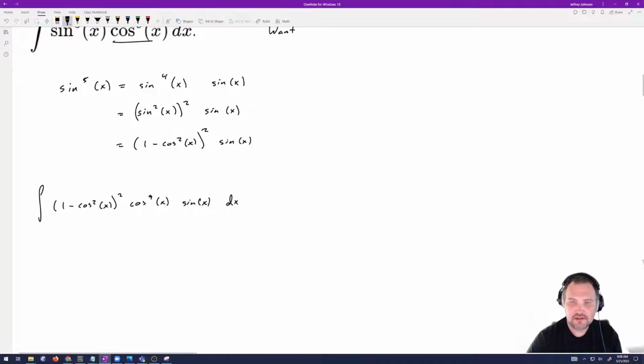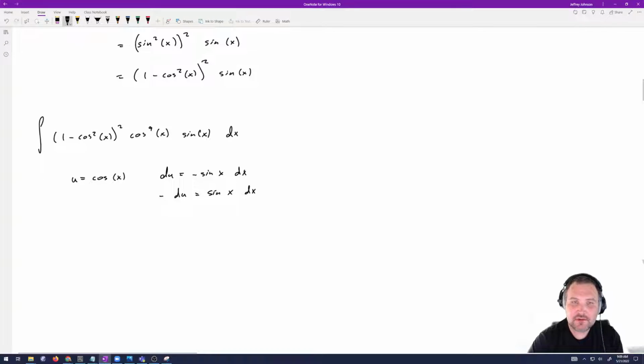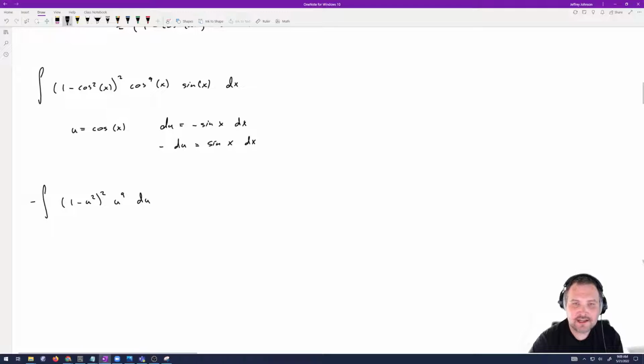Now, why is this good? Because now we can let u equal cosine, and then du is equal to negative sine x dx, so negative du is equal to sine of x dx. Now we can rewrite the whole integral using u substitution in terms of just u's. So we have a negative from the du, and then we have 1 minus u squared, squared, times u to the ninth du. And that is a polynomial, right? We can expand that out and just get a polynomial function.